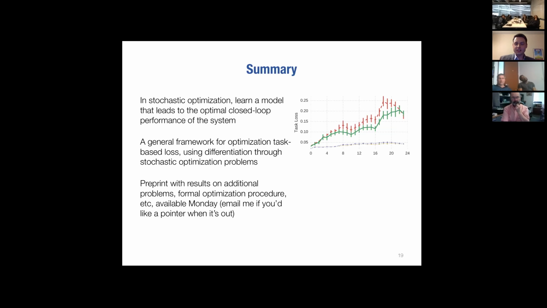And though we presented it in a fairly simple example here, this is a very general framework for when we have an optimization-based task. How can we differentiate through that task to adjust model parameters in order to optimize the performance of that policy on a real system?